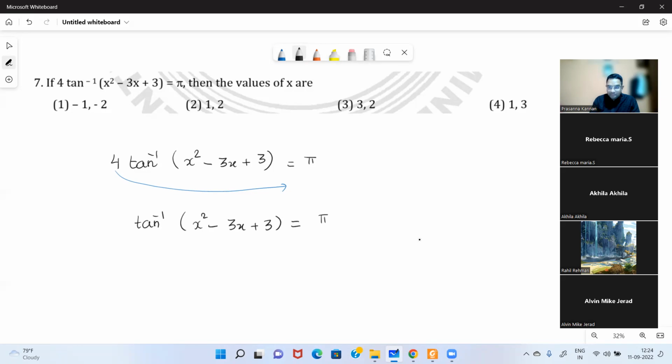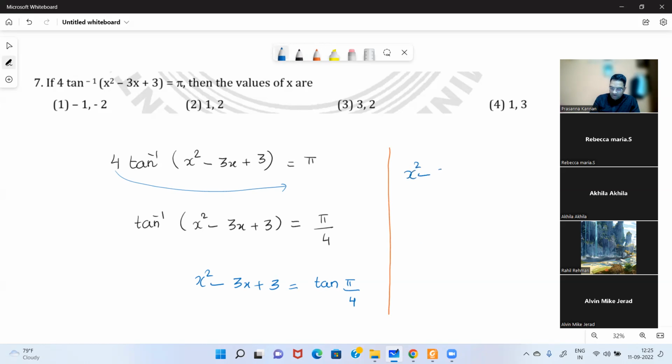Pi by 4, sir. Yes, pi by 4, right? So tan inverse of x square minus 3x plus 3 is equal to pi by 4. So what will be x square minus 3x plus 3? Tan inverse of this is equal to pi by 4. Therefore, this will be equal to tan pi by 4. Clear? Yes, sir.